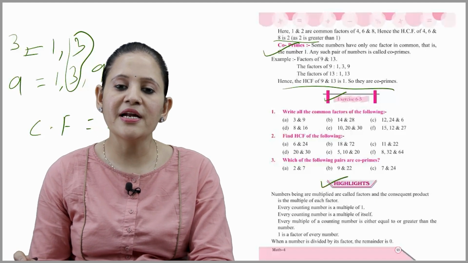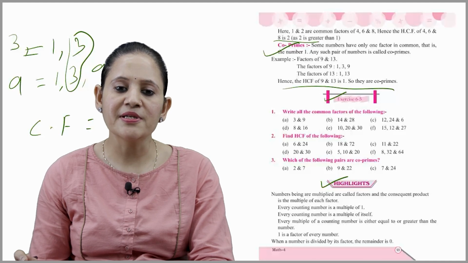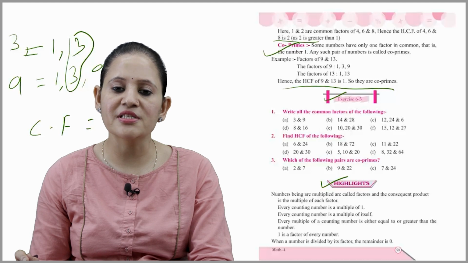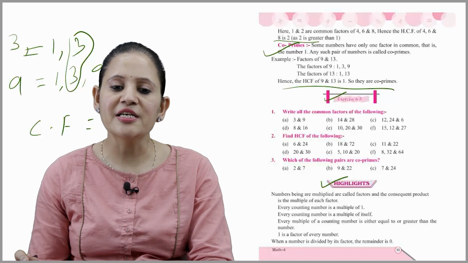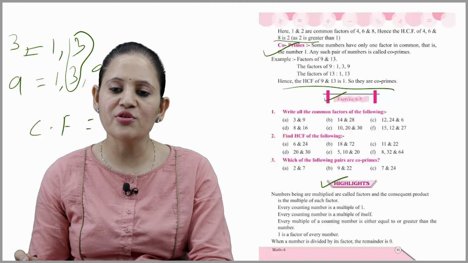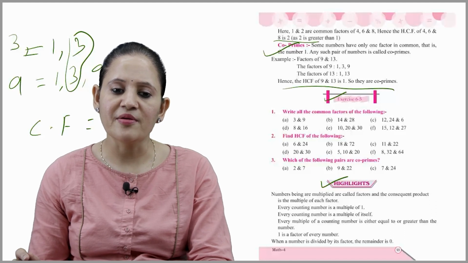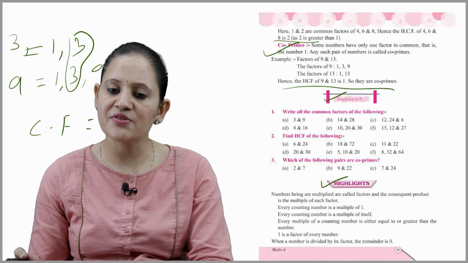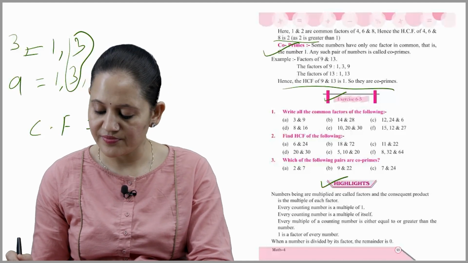Next is highlights. Numbers being multiplied are called the factors and the consequent product is the multiple of each number. Every counting number is the multiple of 1. Every counting number is the multiple of itself. Every multiple of the counting number is either equal to or greater than the number. 1 is the factor of every number. When a number is divided by its factor, the remainder is 0.